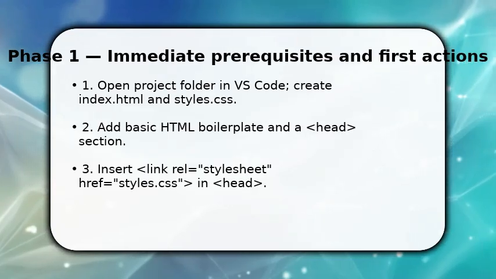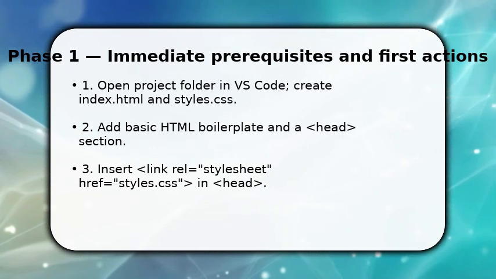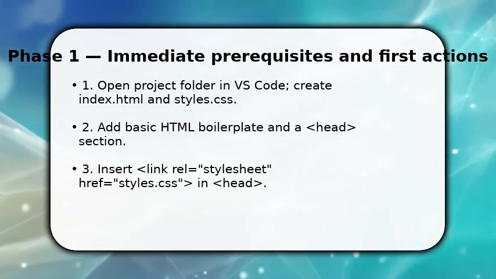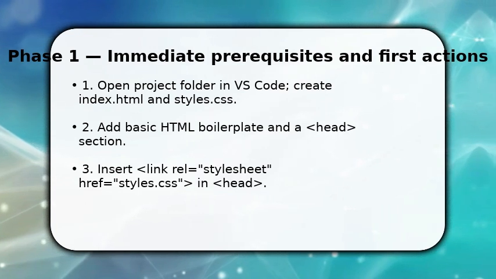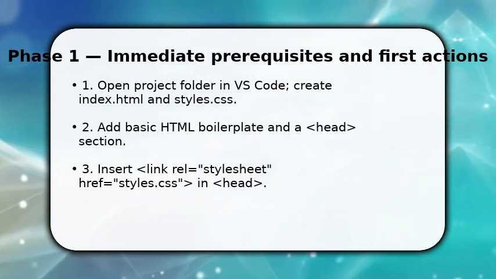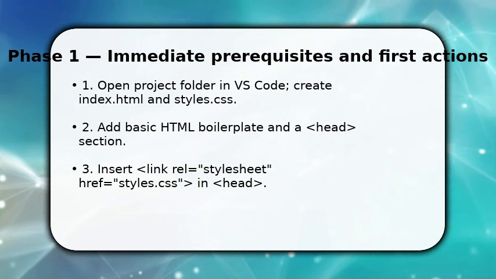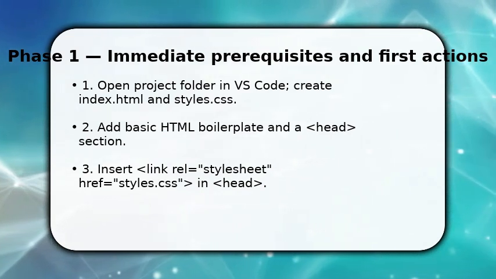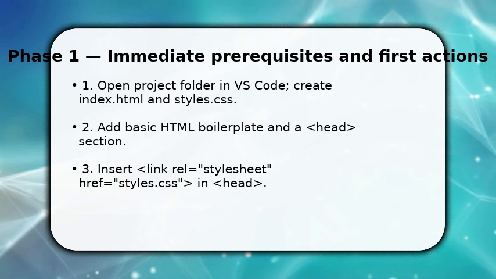You already have VS Code open. Create index.html and styles.css inside the same folder so relative paths are simple. Once done, add the HTML boilerplate and place a link rel equals stylesheet href equals styles.css tag inside the head.